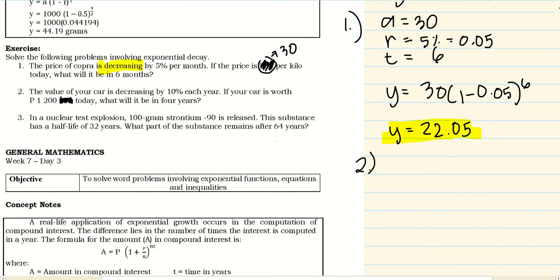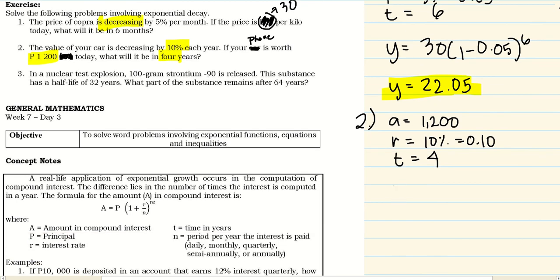I'll read. The value of your car is decreasing by 10% each year. If your car is worth 1,200 today, let's not talk about a car, I mean your phone. Let's just say your phone is worth 1,200 today. What will it be in 4 years? Our A is the initial value, which is 1,200. Our rate is 10% each year, which is 0.10, and our time is 4 years. So we have 4 years, 10%, and 1,200.